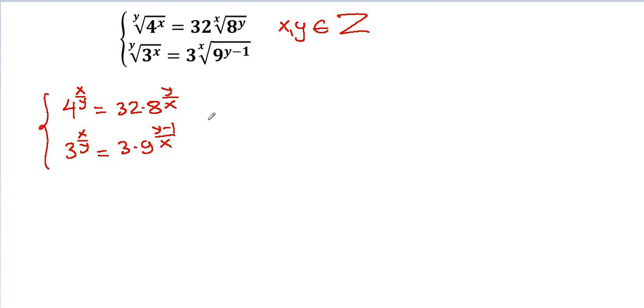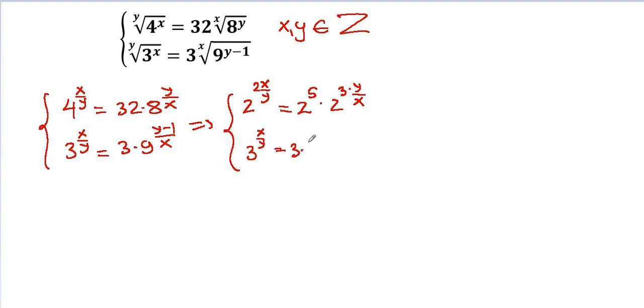So the left hand side of the first equation is equivalent to 2 to the power of 2x over y, and the right hand side is 2 to the power of 5 times, I can express 8 as 2 to the power of 3, so therefore 3 times y over x. From the second equation I'll get 3 to the power of x over y is equal to 3 times 3 to the power of 2 times y minus 1 divided by x.